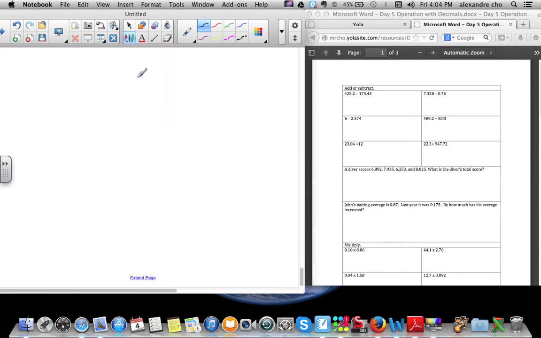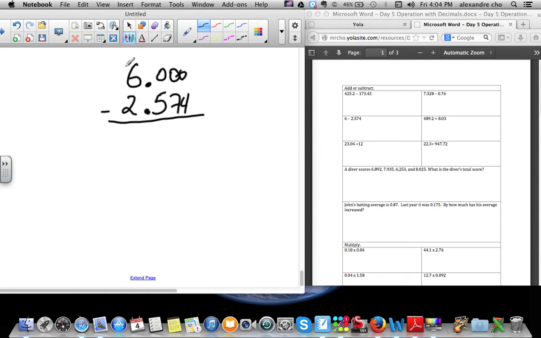We have more subtraction, right? 3 subtractions, right? So this one is 6. Interesting, because 6 doesn't have a decimal, so let's add a decimal if it ever shows up. There you go. 6, and the bottom number is 2.574. So we need to add 3 zeros on top.